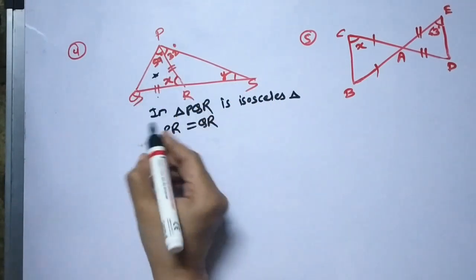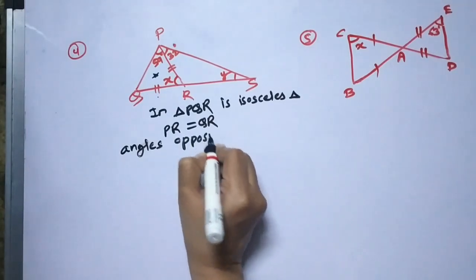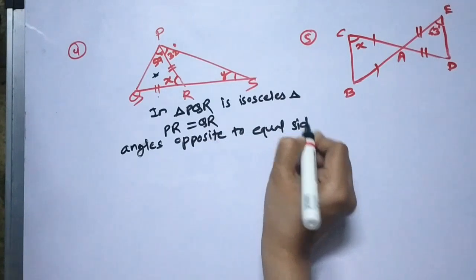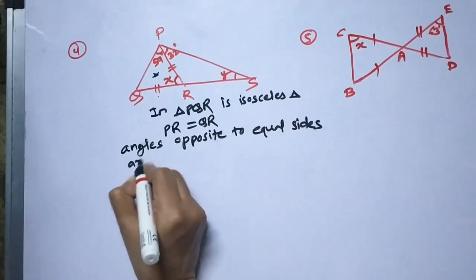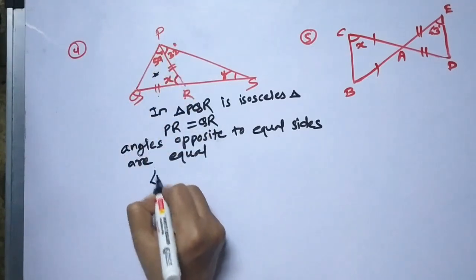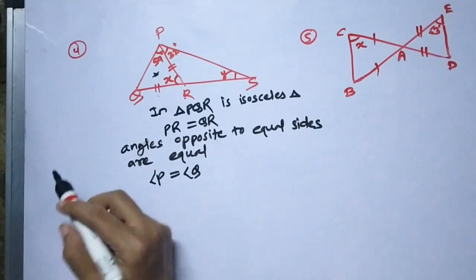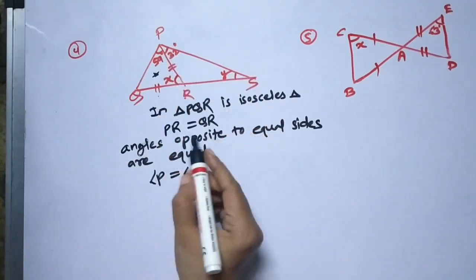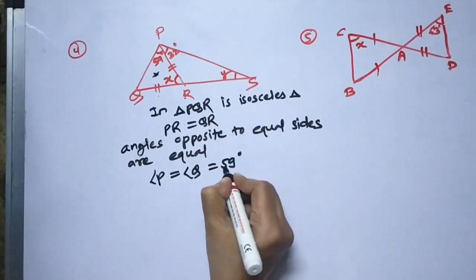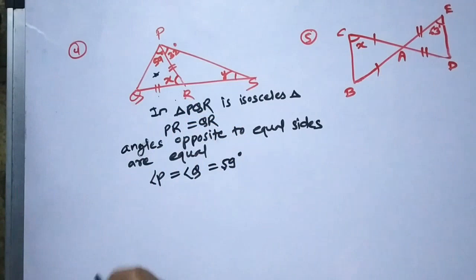Only focus on this triangle first. So angles opposite to equal sides are also equal. So friends, this opposite is angle P, and to this opposite side is angle Q. So friends, here angle P is 59. So Q also going to be what? 59. And we need to find out angle R.